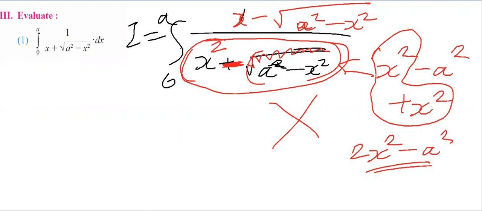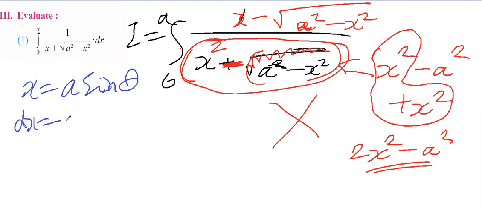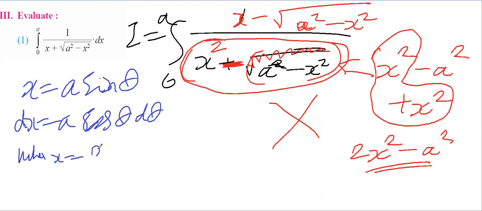Now, what is the second approach? The second approach is we are going to use the substitution method. What will we substitute? As we discussed earlier, we will substitute x is equal to a sin theta. So let's take the derivative. It will be dx is equal to a cos theta d theta. When x is equal to 0, theta will be sine inverse of 0 upon a, that is 0.